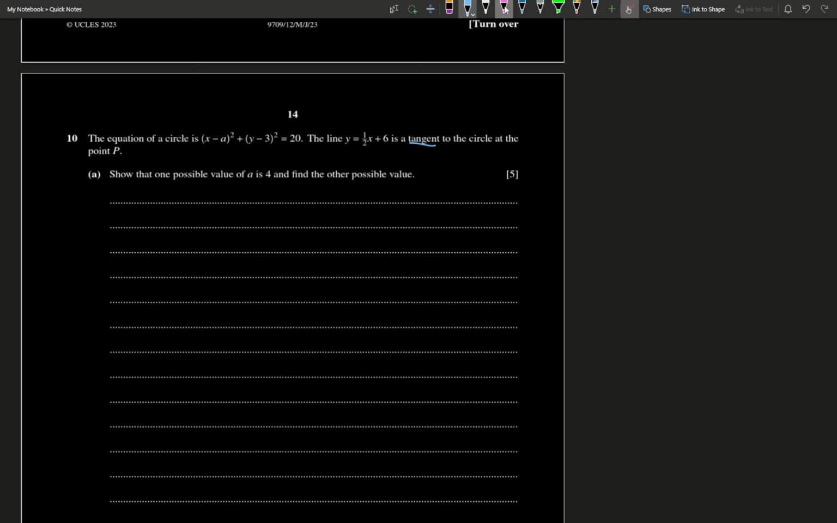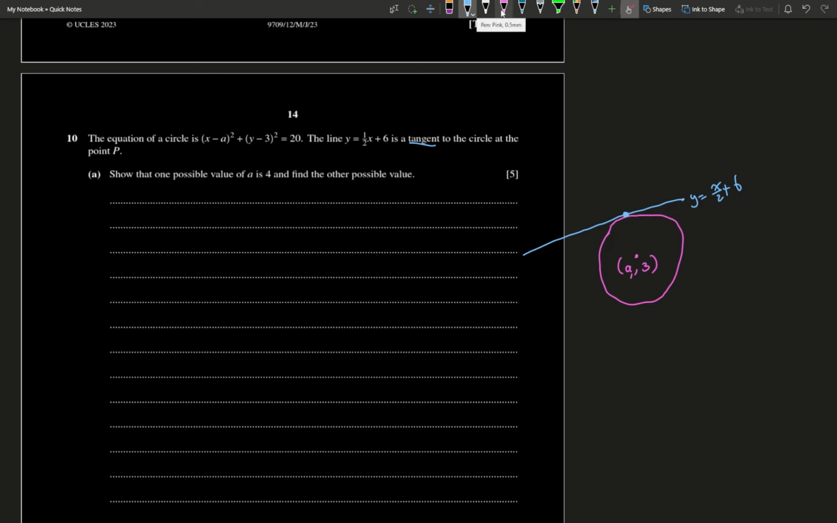But before we start, I want you to imagine what is happening. First, we have a circle, and its center is going to be A, 3, or let's call it A1 because we have two possible values of A, not only one. And then we have the line, which has an equation of y is equal to x over 2 plus 6.